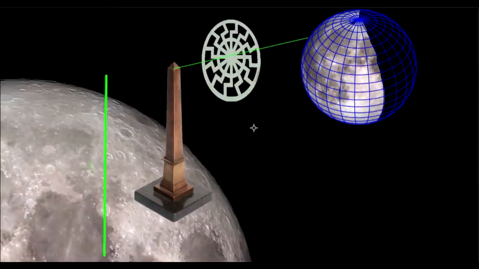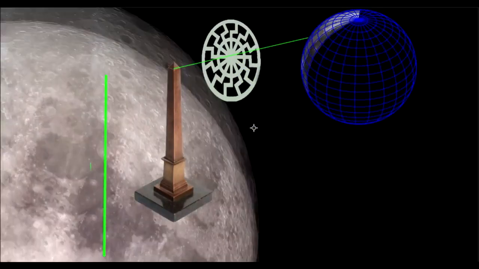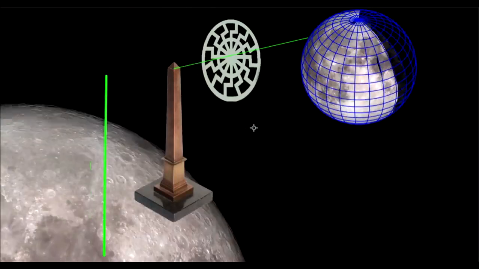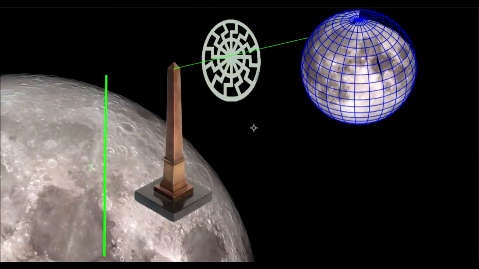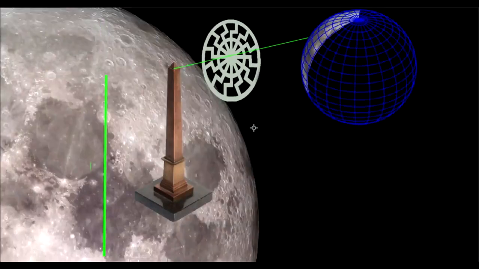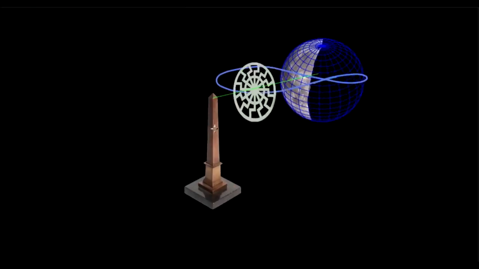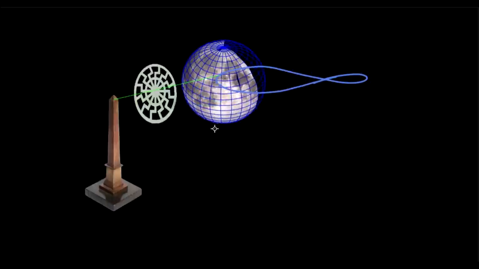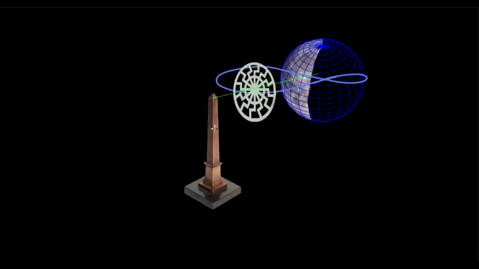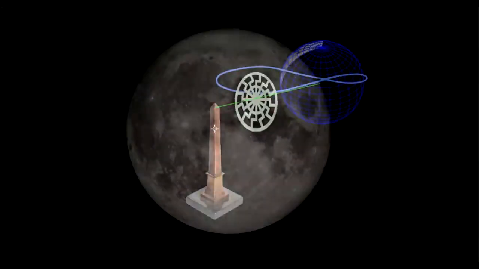Take a look at the moon. Going down, going up. But the obelisk is making the exact opposite movement. When the moon is going up, the obelisk is going down. So this system will make the exact same movement as the Earth, but in the opposite direction. Do everything in reverse.